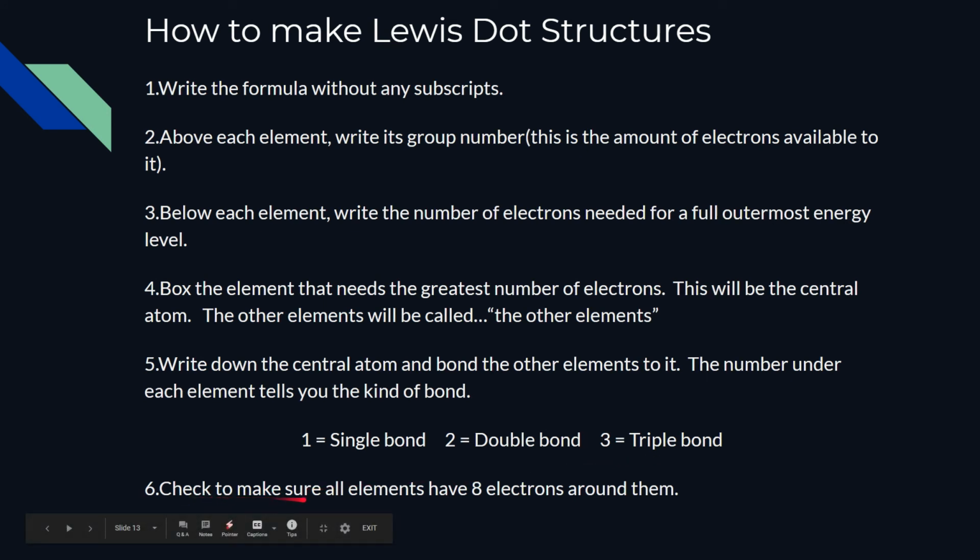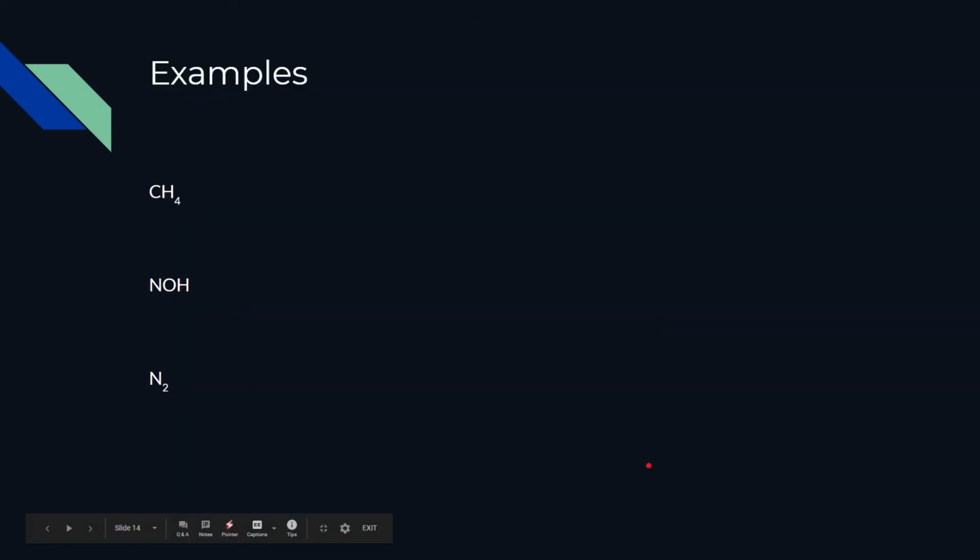Now you can always check to make sure all elements have 8 electrons by circling them and counting up the number and seeing if they have 8. Remembering that each one of these bonds has 2 electrons to it. So single bonds will have 2, double bonds will have 4, and triple bonds will have 6.